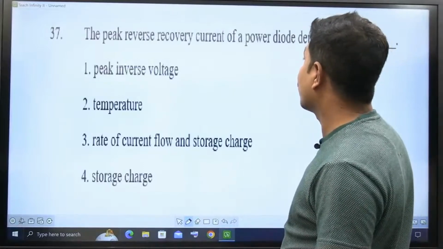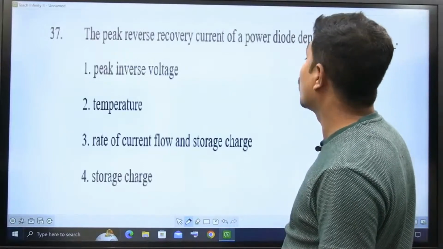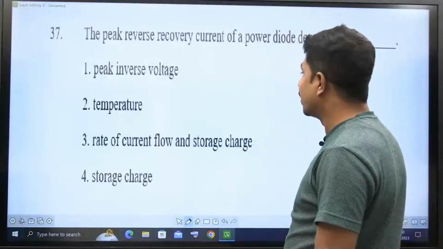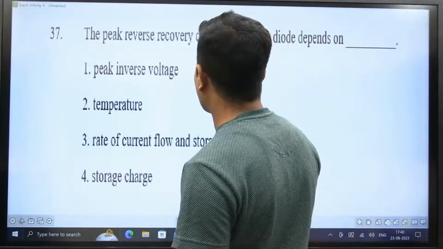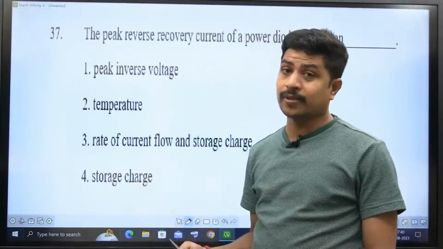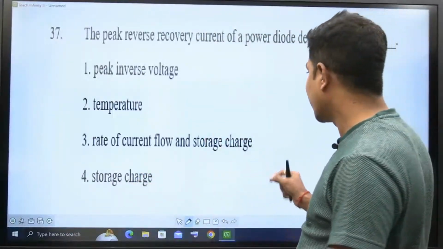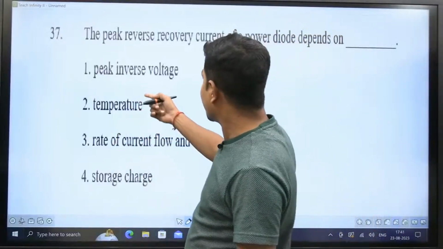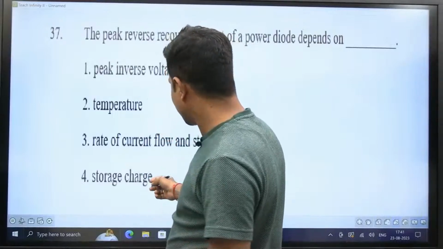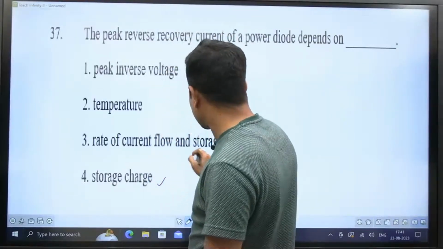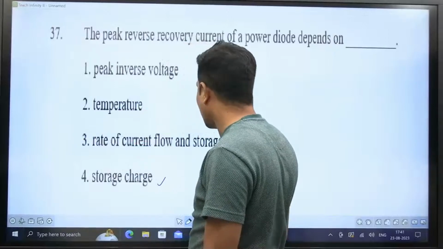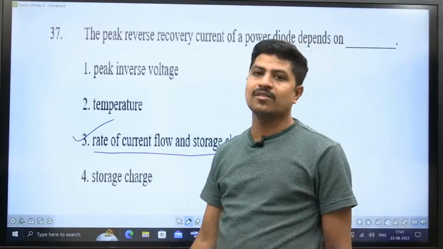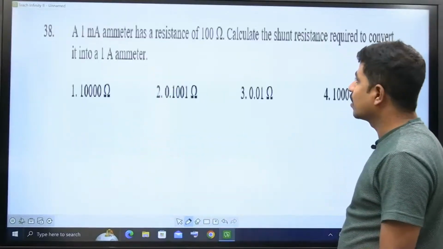The peak reverse recovery current of a power diode. He's talking about a power diode. The peak reverse recovery current is going to depend upon two things: rate of the current flow, and storage of the charge. You see, peak inverse voltage, no; temperature, no; storage of the charge is also included in the third one. Therefore, our option is the third one: rate of current flow as well as storage of the charge. Okay, let's come to the next question.